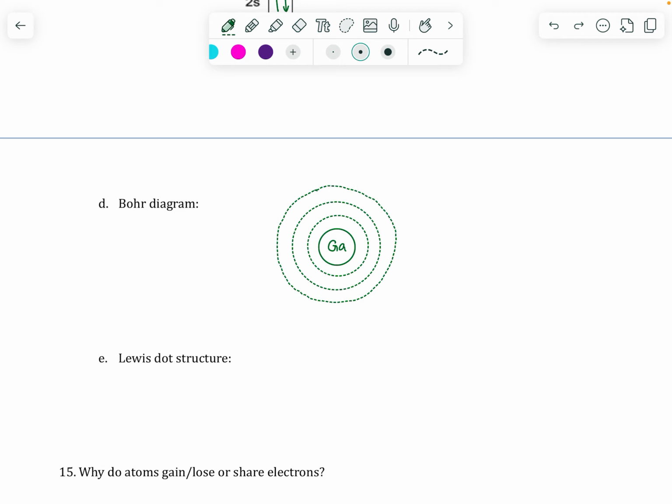Let's see if I can make a better line. There it is. And then one more. Right? That's not going to come out well, is it? Circles are hard. I need a compass. All right, there we go.